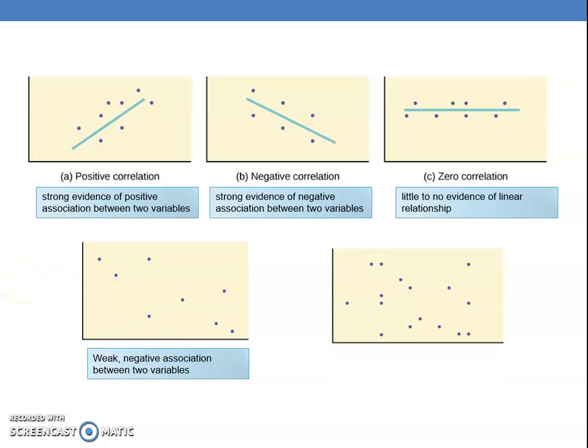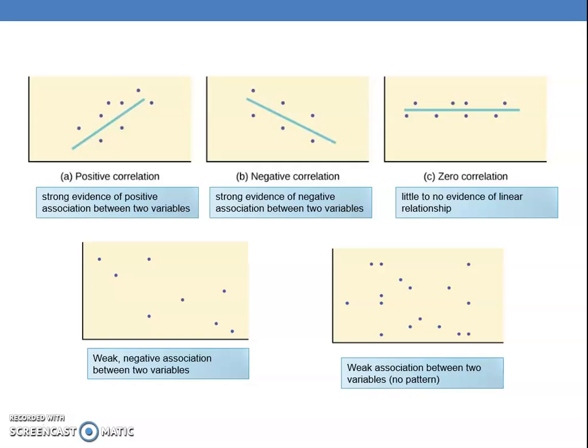And finally, if you take a look at this, it is even more sparse than the previous one. In fact, we cannot even know what the line is going to be. Is it a line that's going down? Is it a line that's going up? So in this case, there's a weak association between two variables, and we cannot recognize a pattern.